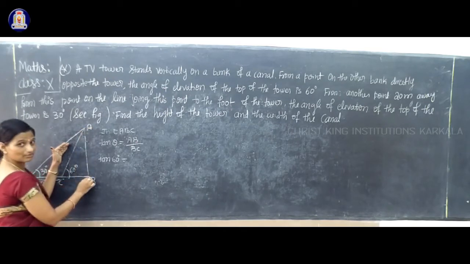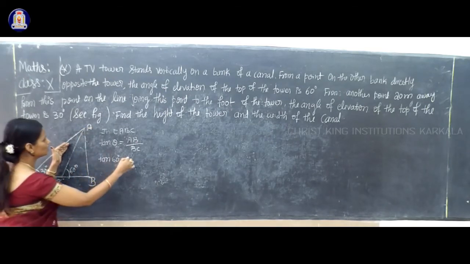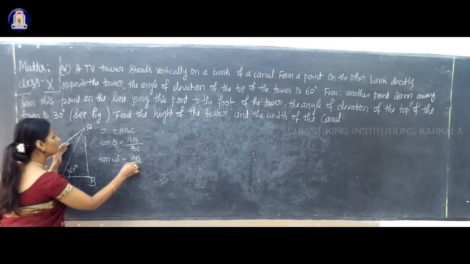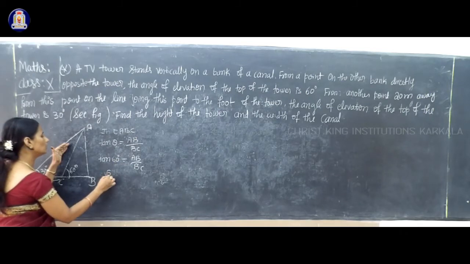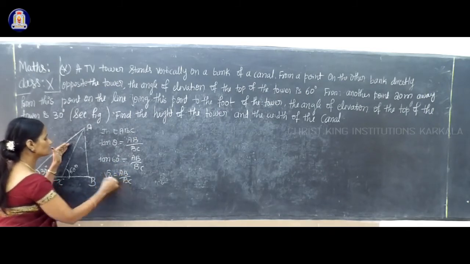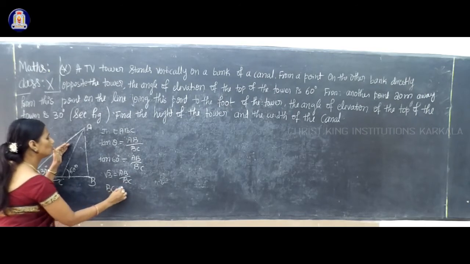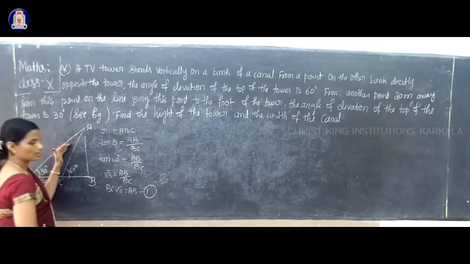The height of the TV tower is not given. BC is also not given. The distance is not given. So that is AB by BC. So tan 60 is how much? Root 3 is equal to AB divided by BC. Rearrange: BC root 3 is equal to AB. That is equation number 1.